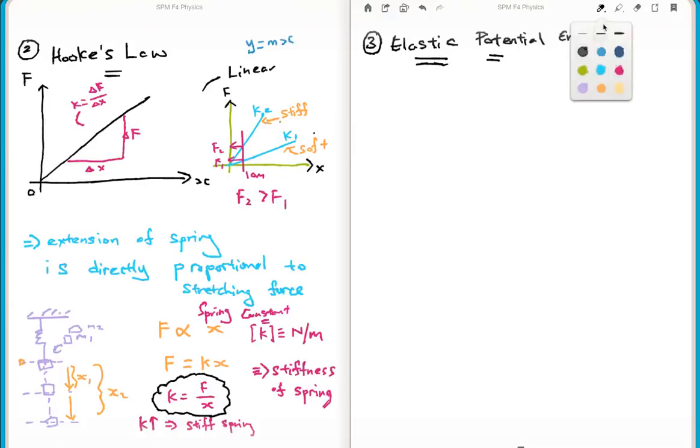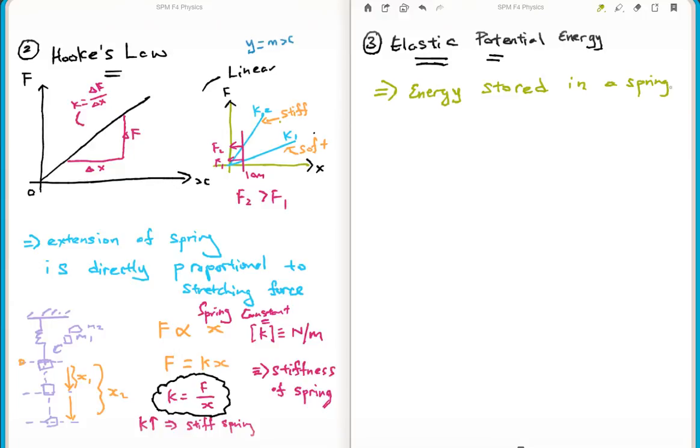So, elastic potential energy is the third and last part of my series of videos. What is it? What does elastic potential mean? It's actually the energy being able to be stored in a spring. So it's actually a value of how good your spring is at storing energy.